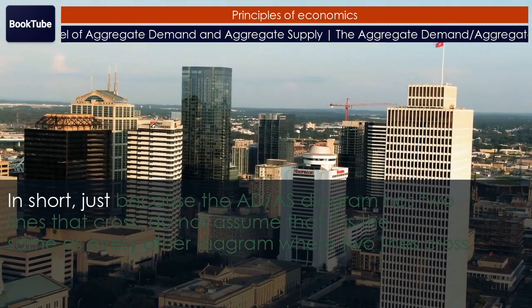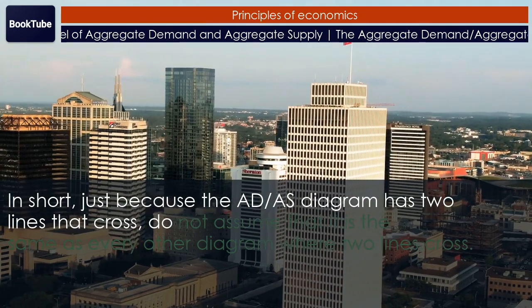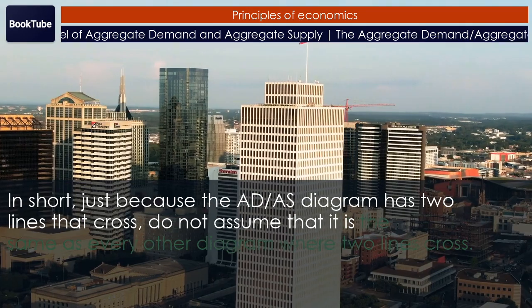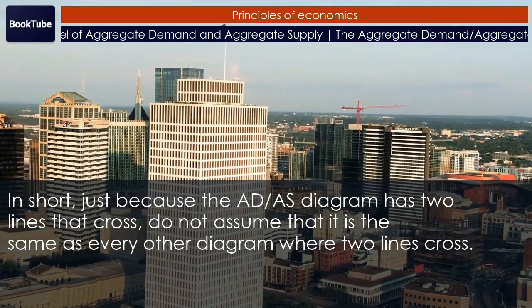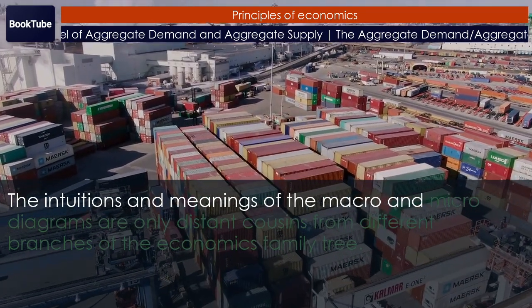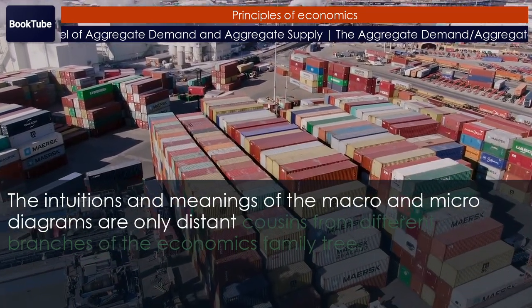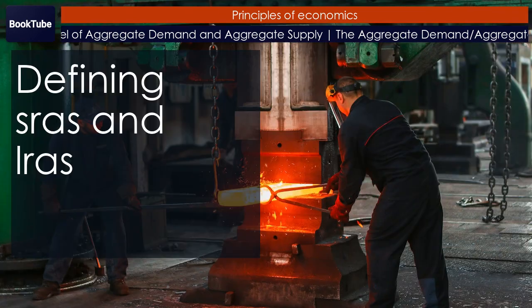In short, just because the AD/AS diagram has two lines that cross, do not assume that it is the same as every other diagram where two lines cross. The intuitions and meanings of the macro and micro diagrams are only distant cousins from different branches of the economics family tree.